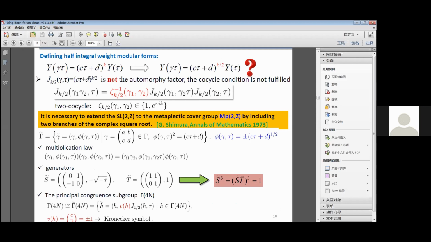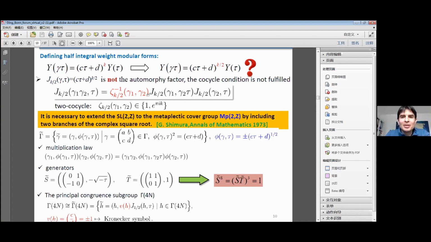The (cτ+d) to the power k over 2 does not satisfy the cocycle relation. So if you involve (cτ+d) to the power k over 2, you have to face this problem. It's not relevant to either matter fields or modular forms. You have to change the automorphy factor for matter and for modular forms. Yeah, this is a key point. You have to be consistent. So this is a consistency constraint.